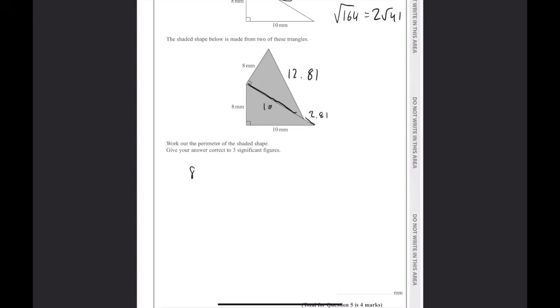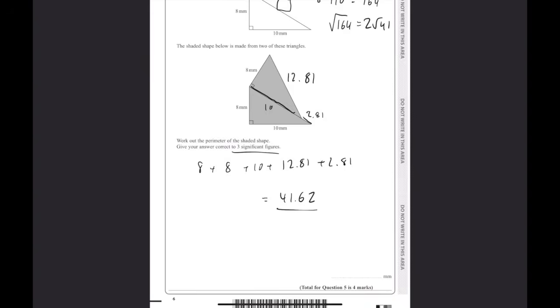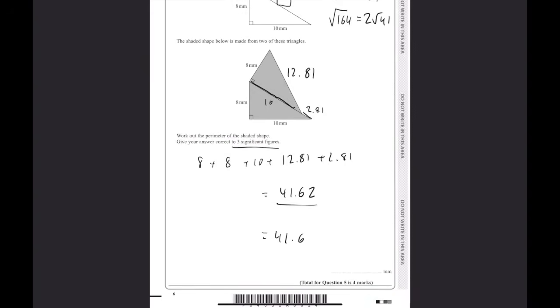So we're going to do 8 plus 10 plus 12.81 plus 2.81, and that is going to give us a value of 41.62 millimeters. It wants us to give our answer to 3 significant figures, so that will just be 41.6.